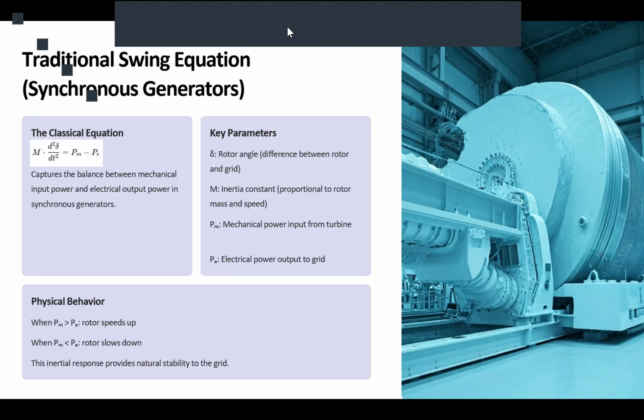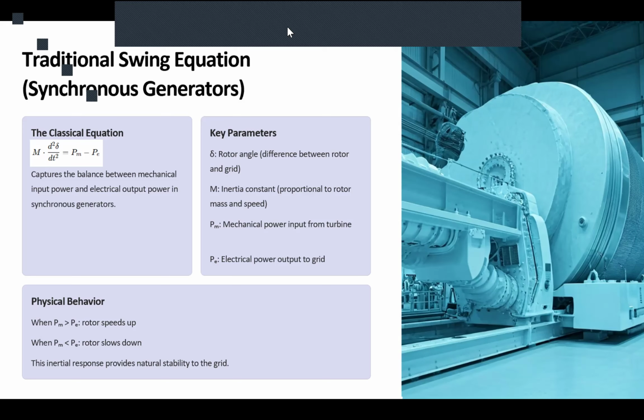And we said when the mechanical power is greater than the electrical power, basically the rotor speed is going to speed up. And you can see that when Pm minus Pe is a positive number, the second derivative is going to be a positive number because M is also a positive number. So if the second derivative of a parameter is positive, that parameter basically accelerates.